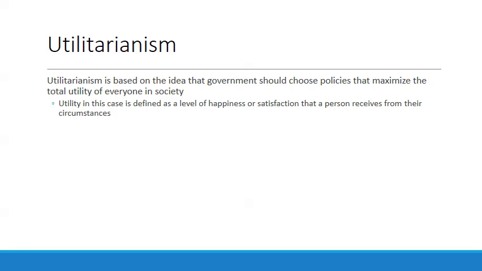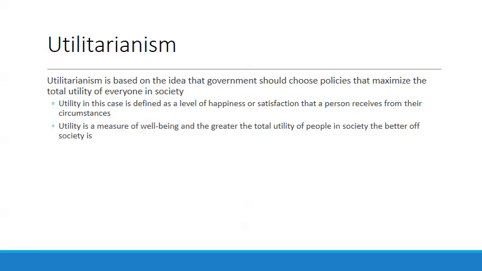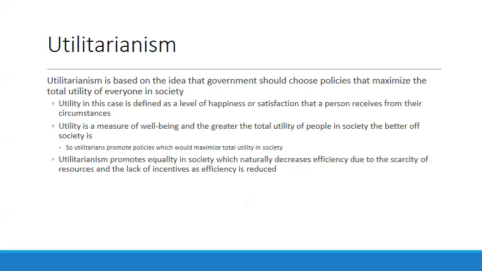Well, you have to think, of course, number one, how are you defining happiness or satisfaction? And then you have to set those levels up. So how do you improve that once you've established it? So utility is a measure of well-being, and the greater the total utility of people in society, the better off society is. So their argument was that if you could improve the satisfaction or the happiness of the population, then that would make society better off because it would be happy people. So they promote policies which would maximize total utility in society.